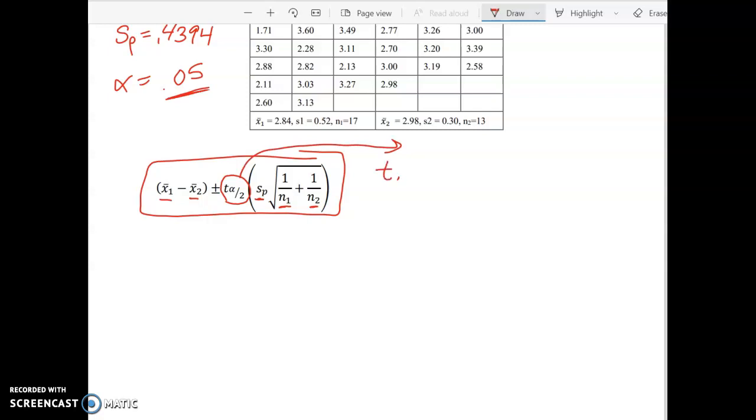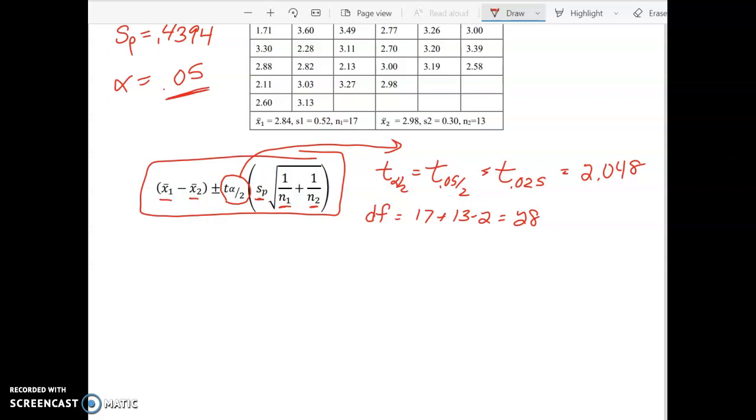So now the T of alpha over 2 becomes the T of 0.05 divided by 2, which is the T of 0.025. And since it's a T value, we need to know the degrees of freedom. We need to know which row to go to look it up in our chart. So we get the degrees of freedom, which is the 2 sample sizes minus 2, which is, of course, 28. So you go to row 28, you look up T of 0.025, and you find out that it is 2.048. Alrighty, so we have everything now, so let's just go ahead and fill it in.